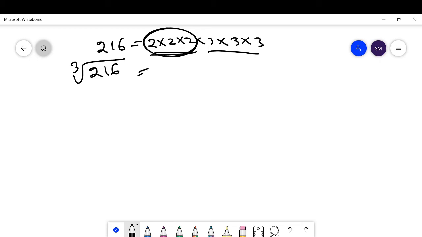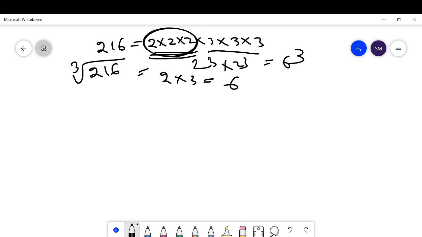This is 2 cube times 3 cube. Then take a single 2 and 3. Then the cube root of 216 is 6. As this is the cube of 6, its cube root is 6.